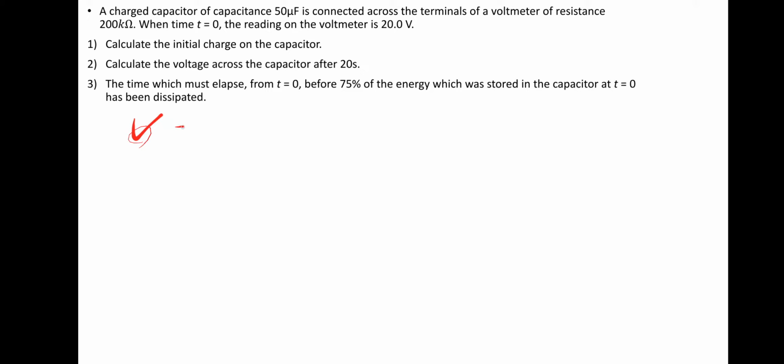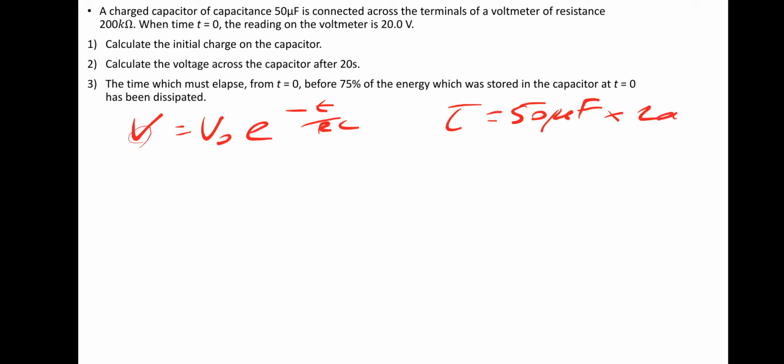Now we're going to do number 2, calculate the voltage across the capacitor after 20 seconds. So for part 2, it's V equals V naught e to the minus t over RC. So we're going to need the time constant RC. So time constant RC is 50 times 10 to the minus 6 multiplied by 200 times 10 to the 3. And that gives us 10 seconds.